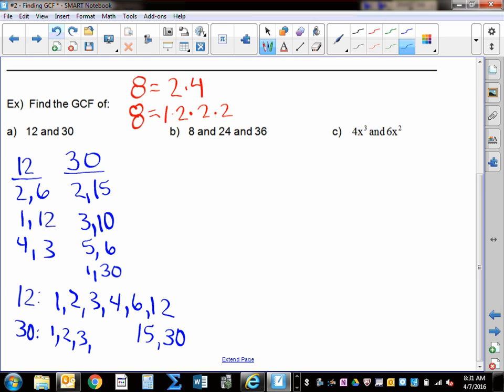And try 3, 3 and 10. 4 doesn't work. 5 and 6. And we've now met our middle there. Okay, so these are all of our factors.